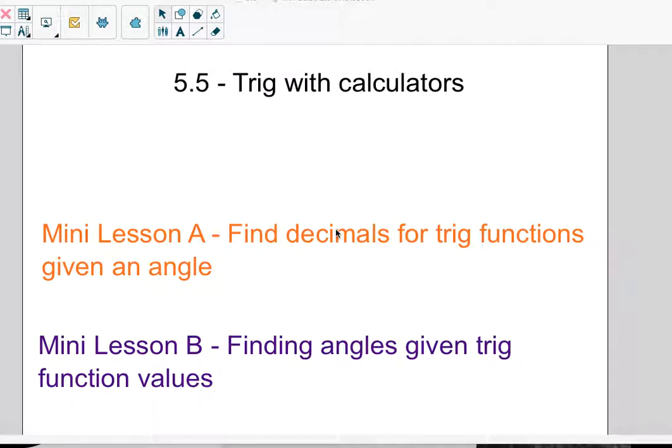We're doing 5.5, which is just trigonometry on the calculator. It's kind of broken up into two lessons, a lesson A and a lesson B, but basically it's just being fluent with the calculator and understanding what the question is trying to ask you to do on your calculator.